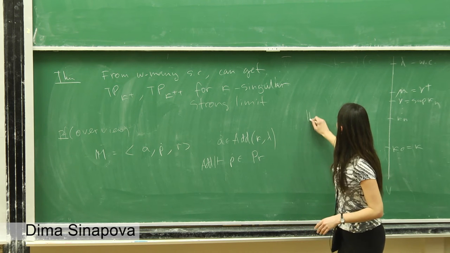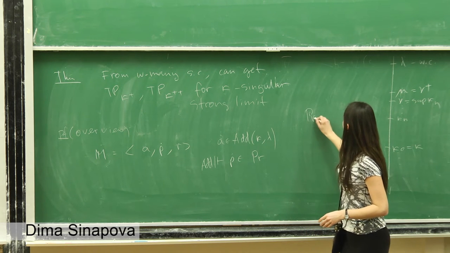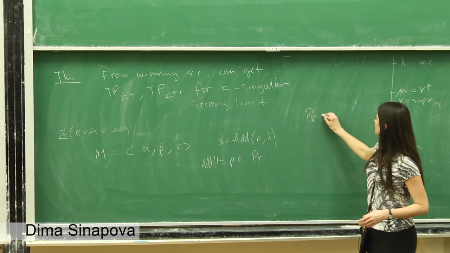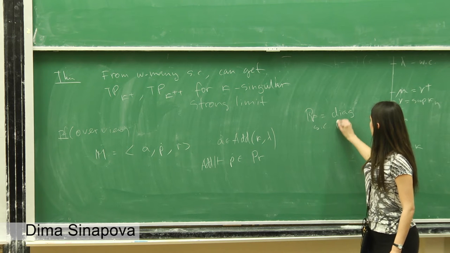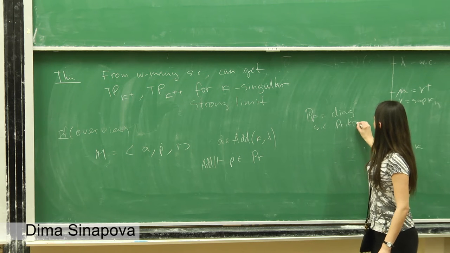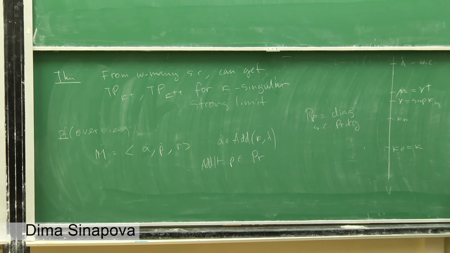Let me write it here. So the pre-cre forcing, I will denote the diagonal supercompact pre-cre forcing by PR. And let me just say what this is.